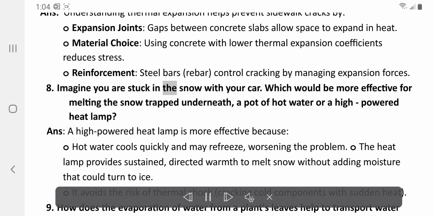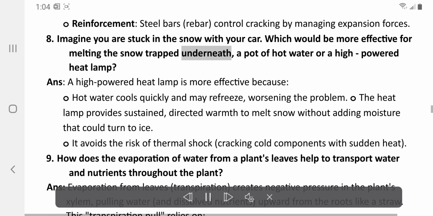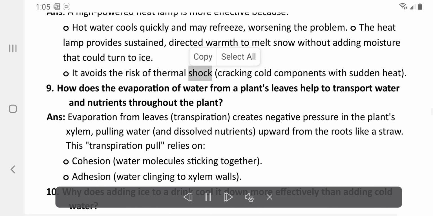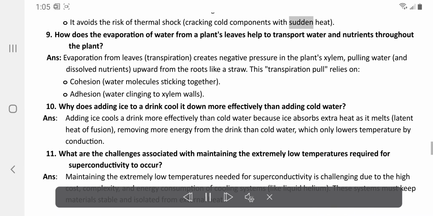Imagine you are stuck in the snow with your car. Which would be more effective for melting the snow trapped underneath, a pot of hot water or a high-powered heat lamp? Answer: a high-powered heat lamp is more effective because hot water cools quickly and may refreeze, worsening the problem. The heat lamp provides sustained, directed warmth to melt snow without adding moisture that could turn to ice. It avoids the risk of thermal shock, cracking cold components with sudden heat.